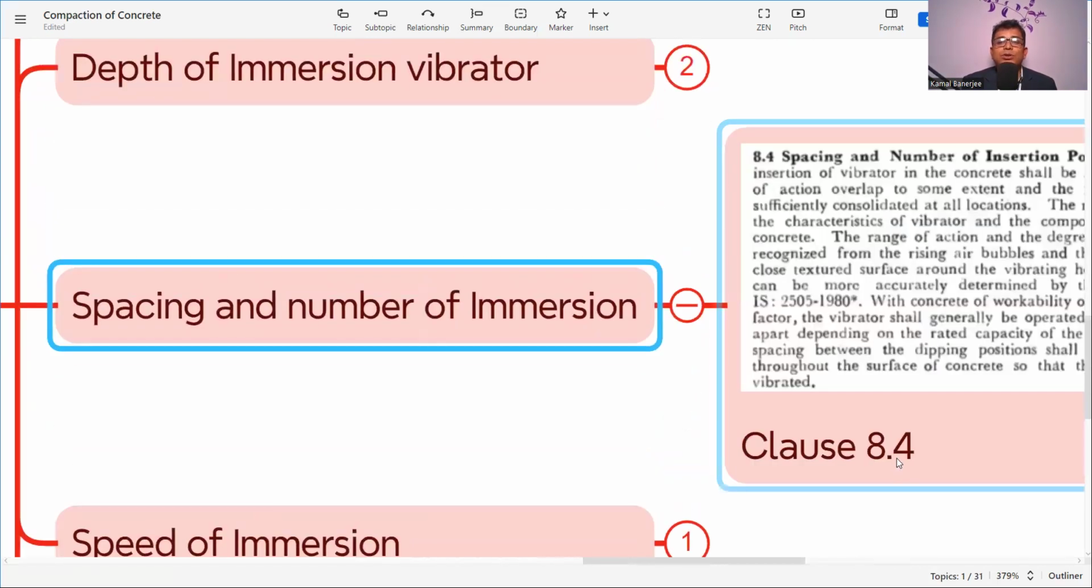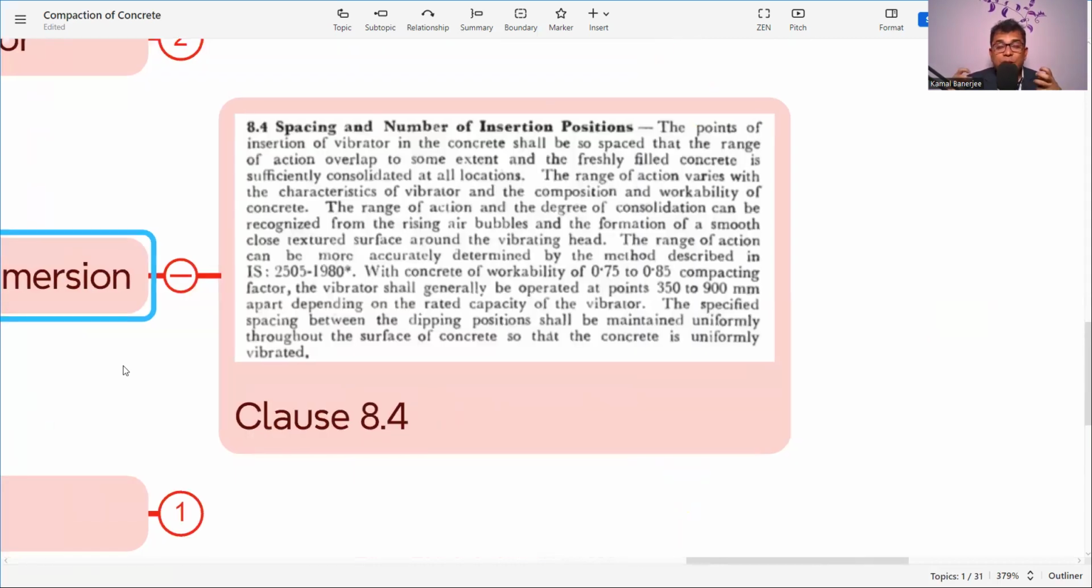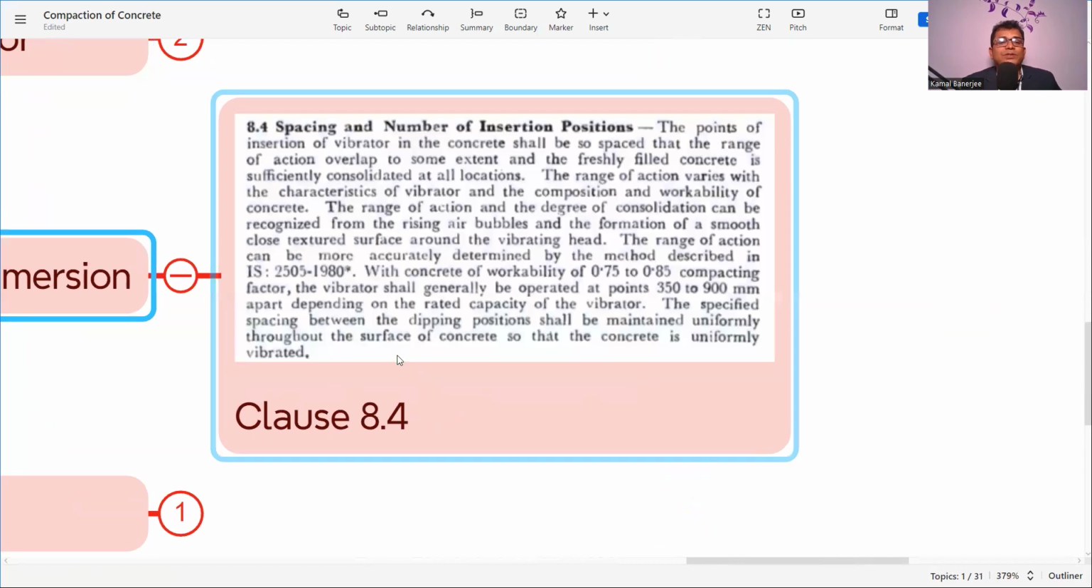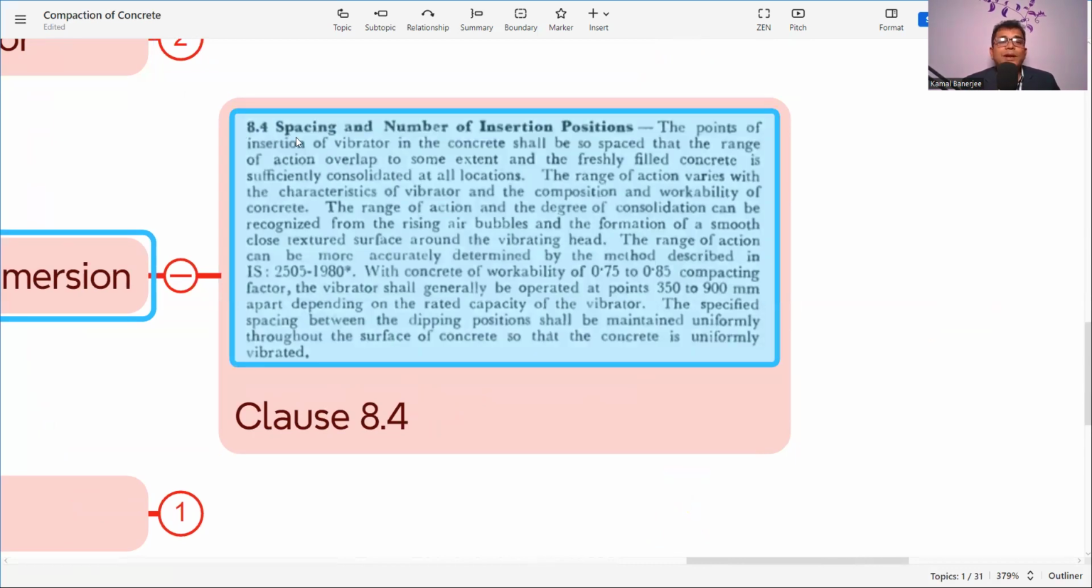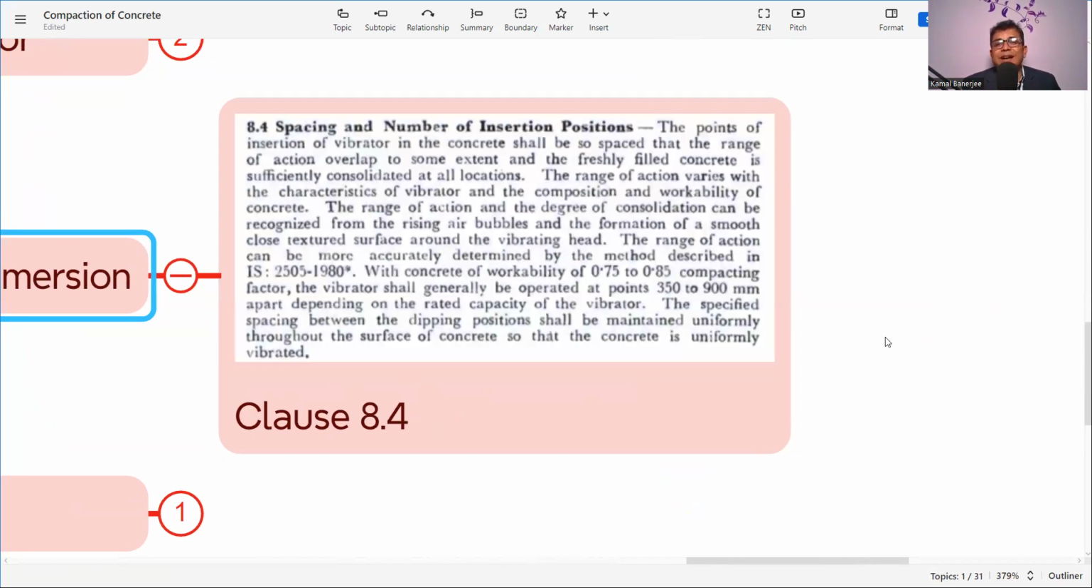It is a very important question. How many vibrators do we need, and what will be the spacing of two vibrations? That we need to find out. So here is clause 8.4 of the same IS code 3558, spacing and number of insert positions.